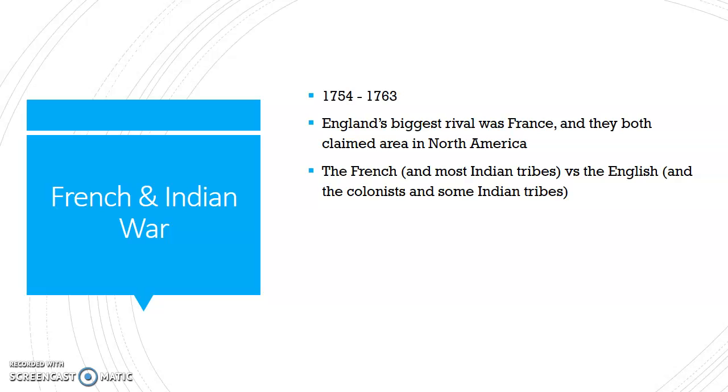They've been rivals forever. There's not a whole lot of time that England and France weren't fighting, until really recently. However, they both claim areas in North America, and so they fight here as well. And so we call it the French and Indian War, because the French were partnered up mostly with most Indian tribes. So it was the French and the Indians that they were fighting, versus the English. And at this point, the colonists are still considering themselves English, but they're kind of their own brand. So I refer to them as the colonists, and there's some Indian tribes as well that fight with the English, mostly to try to get at the other Indian tribes, potentially.